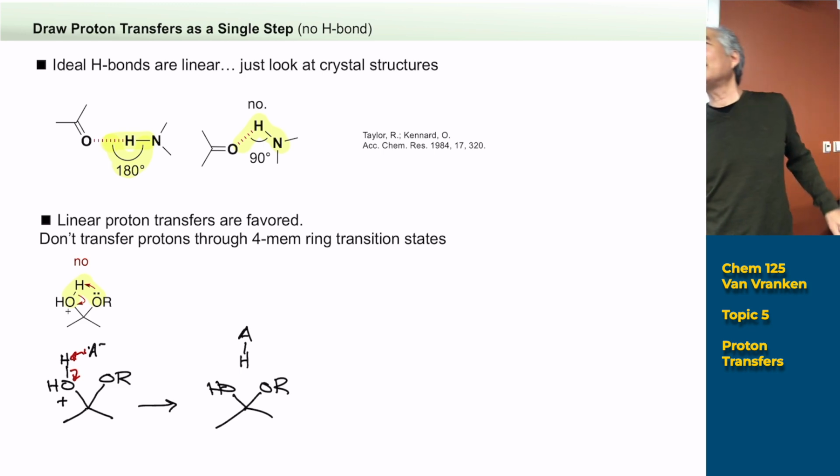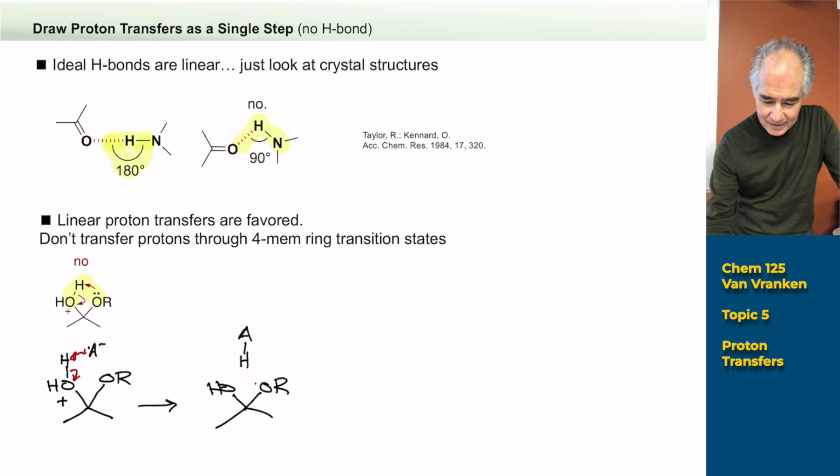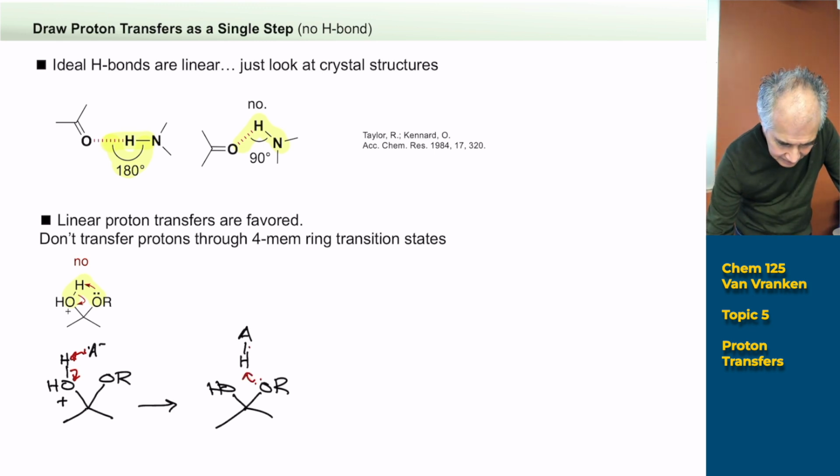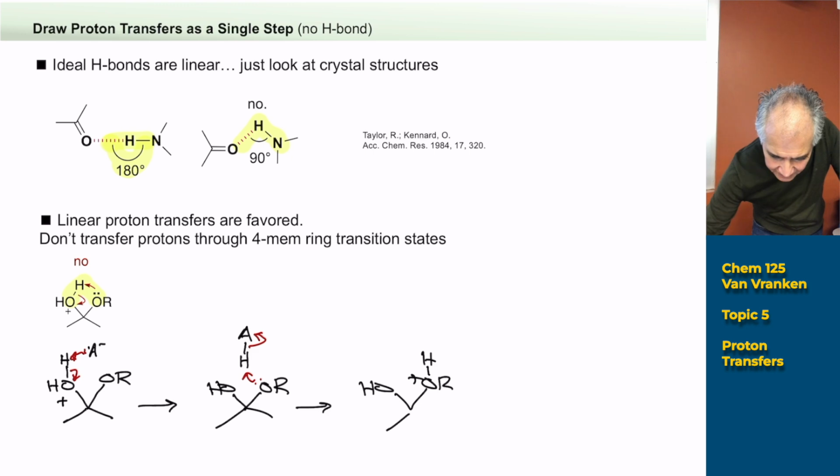So how am I going to get the H onto the OR group? Well, the HA is right there. See how easy this is? And I'll pull the proton off. Now we've got our alcohol, ROH, ready to act as a leaving group. Just ready to go away.